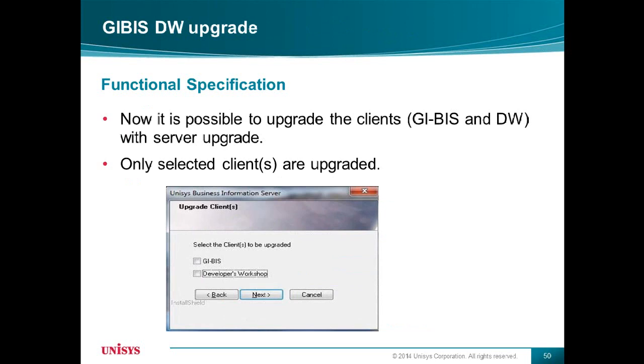The next enhancement to the installation is that the GIS and the developer workshop can automatically be upgraded along with the server upgrade. We have provided two checkboxes saying automatically update the GIS and the developer workshop when we are installing or upgrading the server installation. For instance, we have installed 11.1 on a server and we are upgrading the server to 12.1. You will be provided with an input box for the GIS and the developer workshop, where you can check the checkboxes and then click on next, and that would automatically update the GIS and the developer workshop.